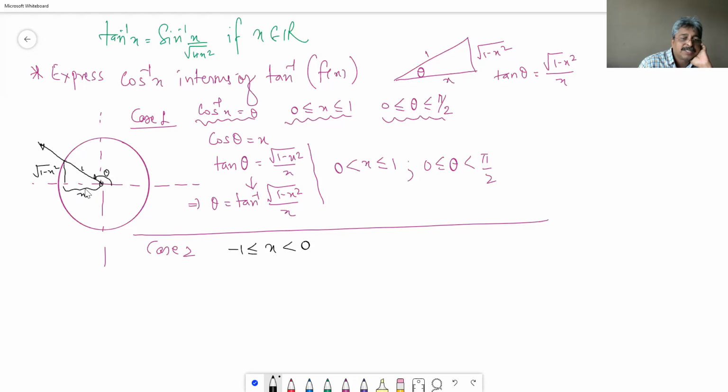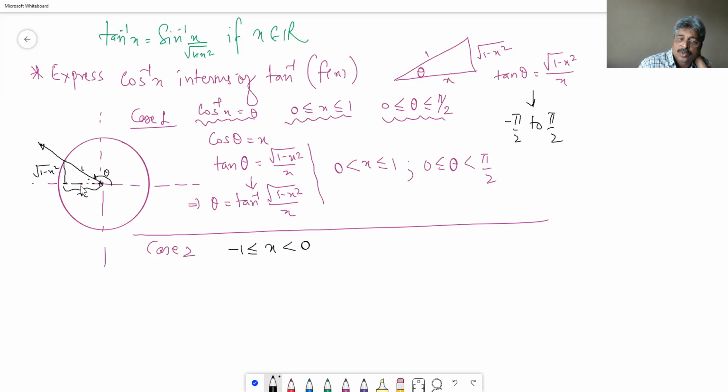This is 1, this is x, therefore this is radical 1 minus x square. So actually, if you look at this formula, then what is this theta in this right angled triangle? It is this small angle. If you are taking tan inverse of this quantity, you will land between minus pi by 2 to pi by 2. Is that right?